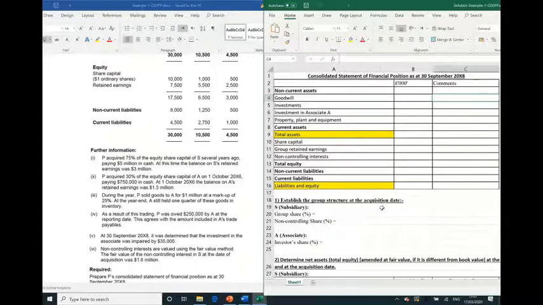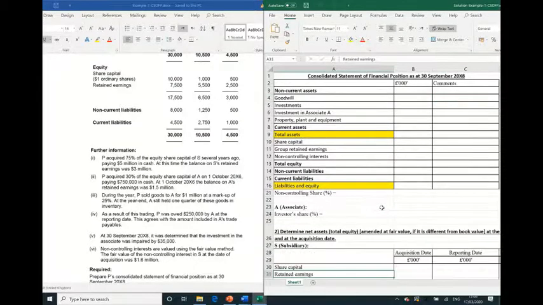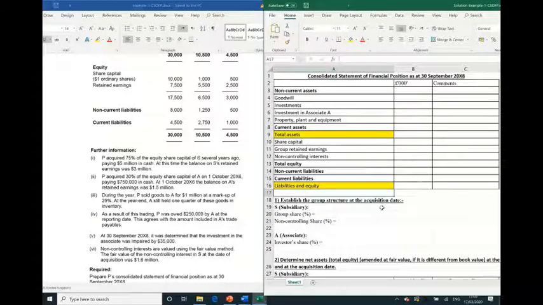The first step here is to start with the group structure. So we have subsidiary S. The group share is 75%, which means that the non-controlling share is 25%. And this is mainly from additional information I. Okay, and the next one we have the associate.